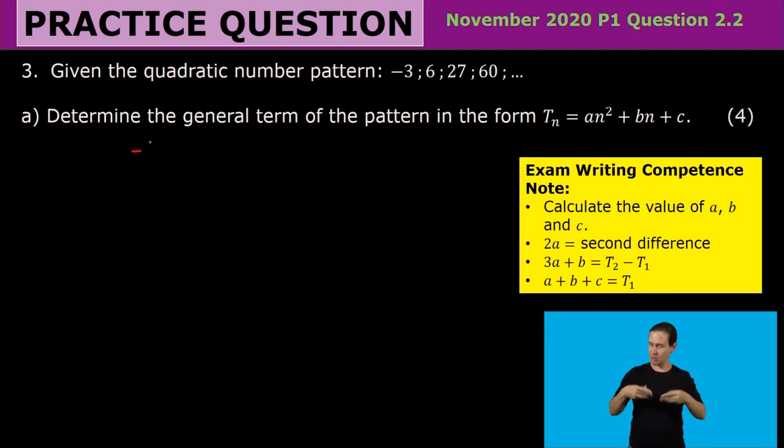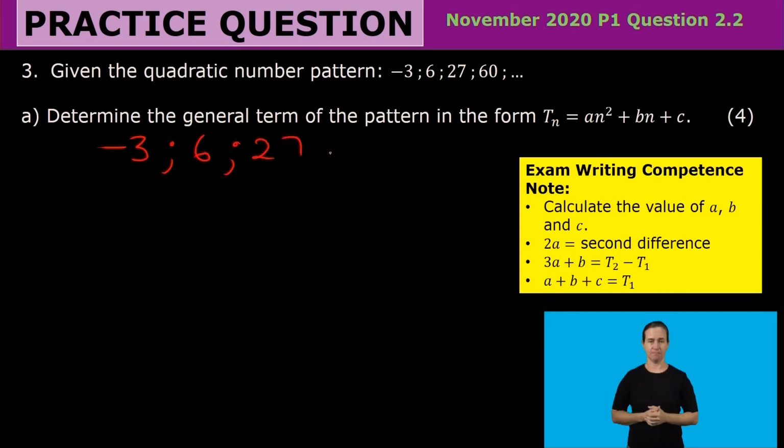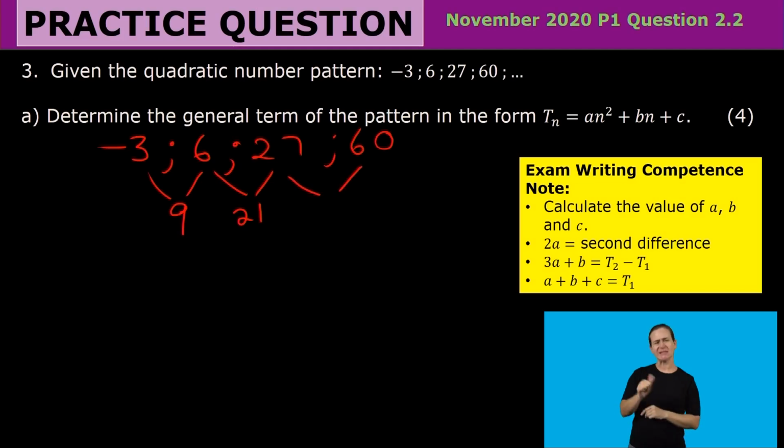So when looking at the pattern, there is -3, then we have 6, then we have 27, and then we have 60. Now, the difference between them, 6 minus -3, is going to give us a positive 9. 27 minus 6 is going to give us 21. And 60 minus 27 is going to give us 33. Of course, we know there is a second difference involved, and that second difference is 12.